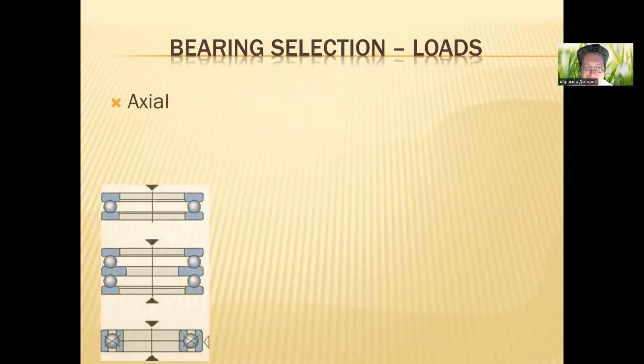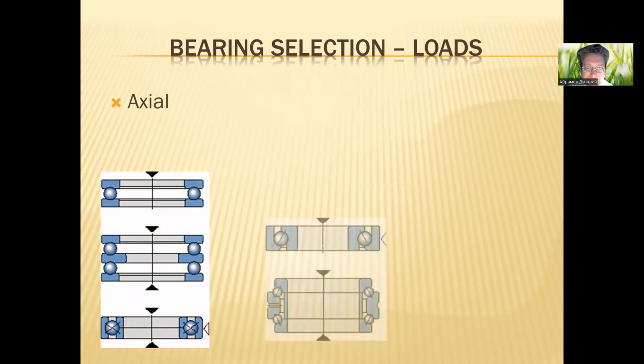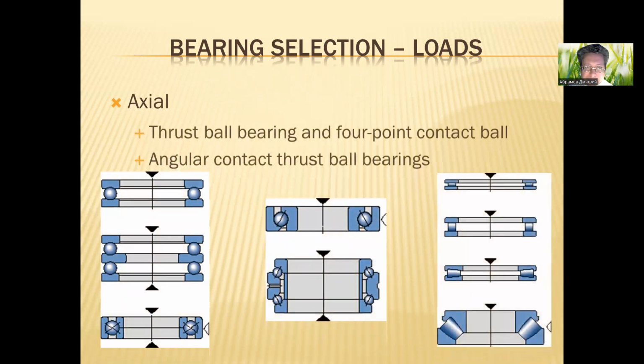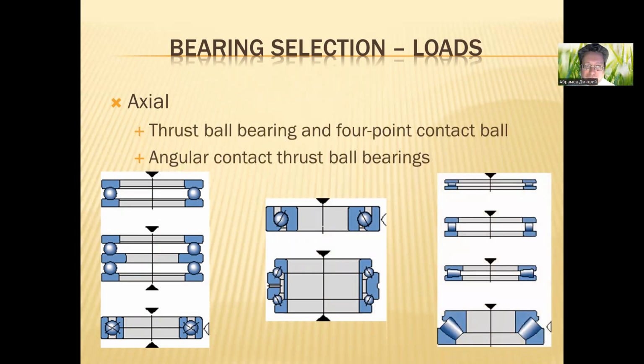Bearing selection: loads. Axial. Thrust ball bearing and 4-point contact ball. Angular contact thrust ball bearings.